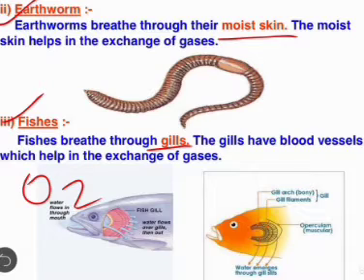Some animals called amphibians can breathe on land by lungs and through moist skin under water, as we already discussed about frog, which can respire by lungs as well as with the help of moist skin. They are known as amphibians. Examples are frog and toad.